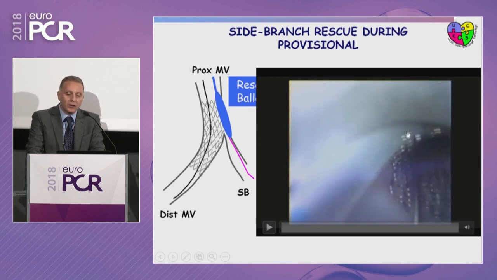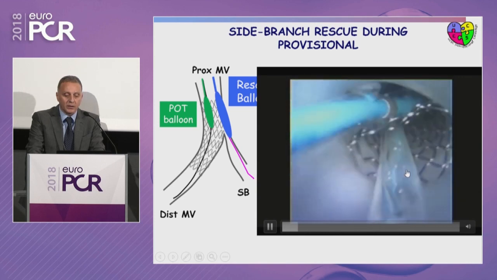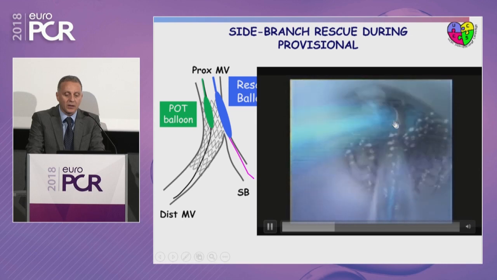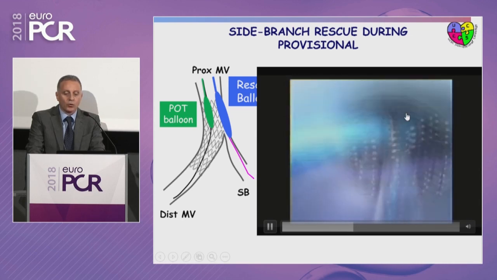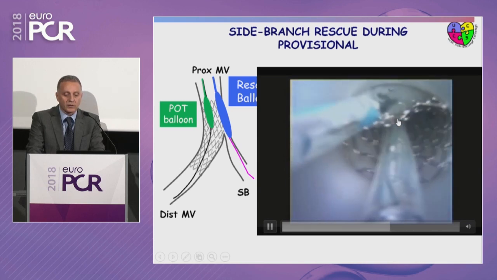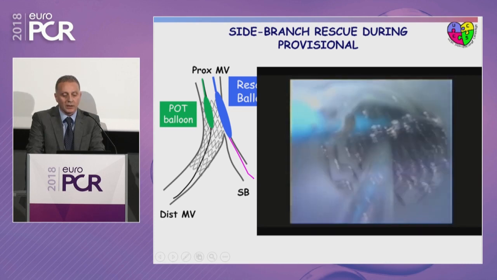While you are doing this, you are starting to induce a measured distortion of the stent. So it is important that before inflating the balloon to reopen the side branch, you prepare your POT balloon inside the main vessel. This is what is recommended: to put the undeflated balloon here before inflating the balloon to rescue the side branch. So this is the situation in which we are inducing this deformation of the stent.